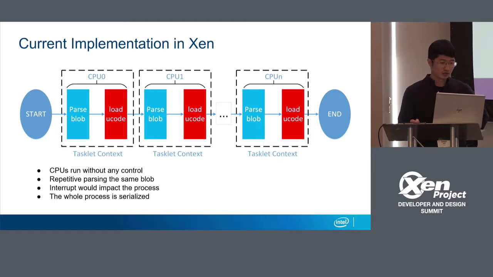But we can see several issues in the process. First, the CPUs run without any control. For example, if one CPU is updating its microcode, other CPUs in the system can do anything they want to. We don't know, and their workload may be very different.